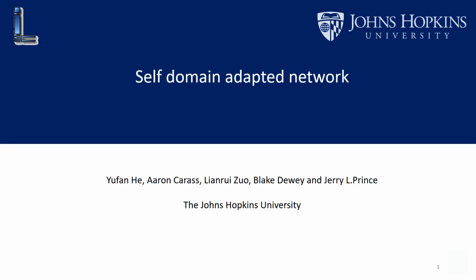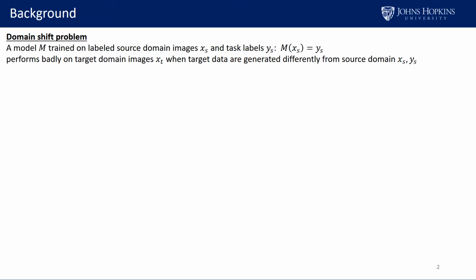Today I'm going to present our work on the self-domain adapted network. We're focusing on the domain shift problem. This problem is commonly seen in medical image analysis. If we train a model M on labeled source domain images XS with labels YS, the model can perform badly on target domain images XT when this target data are generated differently from source domain images.